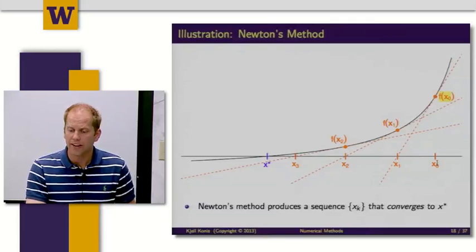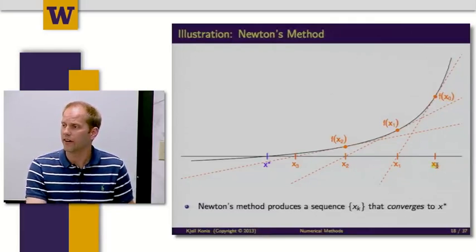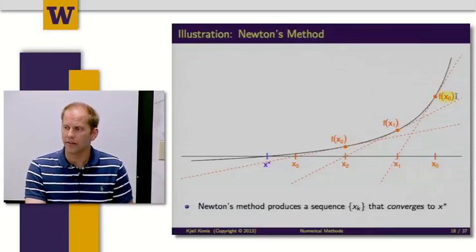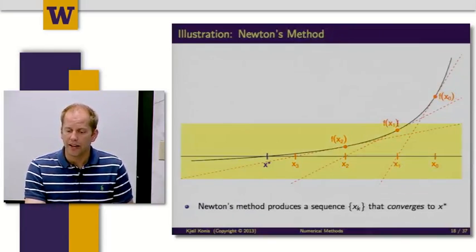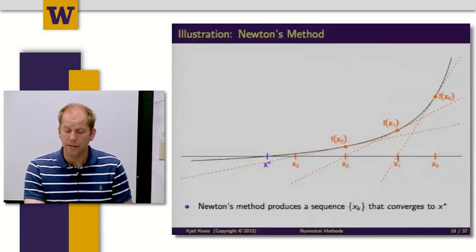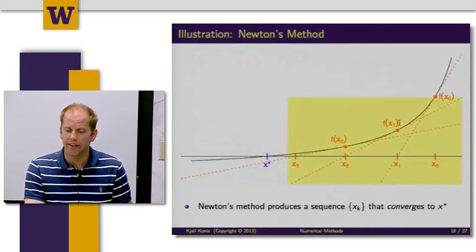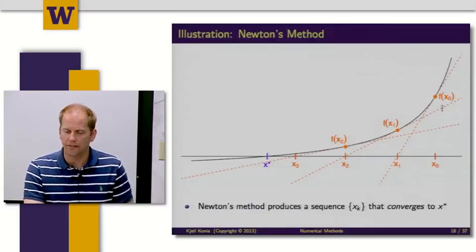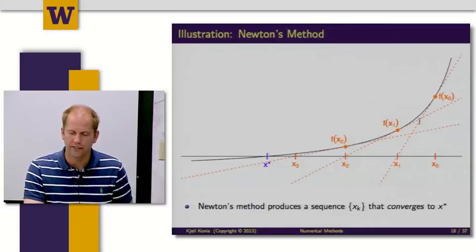And each time I evaluate this, I move from x0: I take x0 minus f of x0 divided by the derivative, f prime of x0, and that gets me this point x1. Then to get myself from x1 to x2, I'm going to take x1 minus f of x1 divided by the slope of this line here, and that's going to take me to x2.